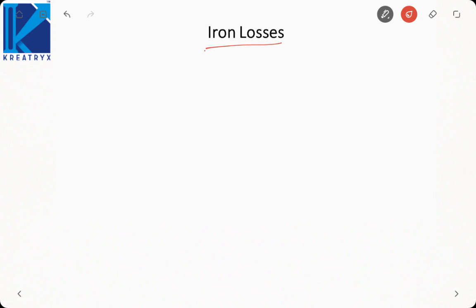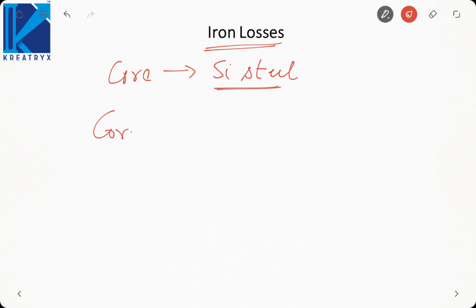The next type of loss is called as iron loss. Usually the core of the transformer we saw is made of silicon steel, and steel is a form of iron only. Steel is made from iron. So we can say that the core of the transformer is made of iron. Hence, the losses that occur in the core are called as iron losses. So, these are also called as core losses, or we can call them as iron losses.